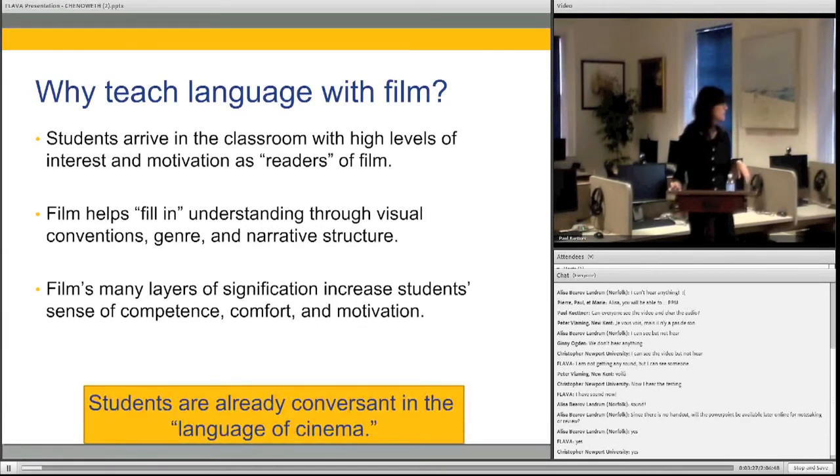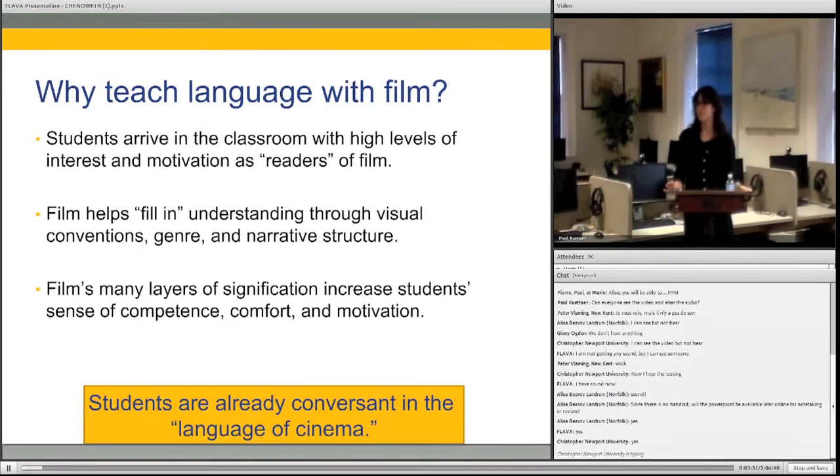In short, students are already conversant in the language of cinema. They may not be self-conscious users, speakers, readers of that language, which is part of the goal of this talk today: how to make us feel more competent as self-conscious users of that language so that we can allow students to be, but they're conversant, right?